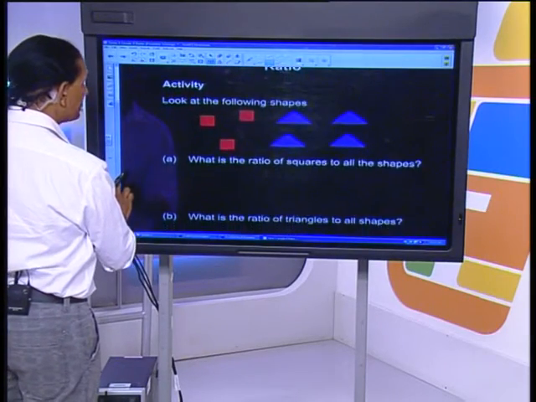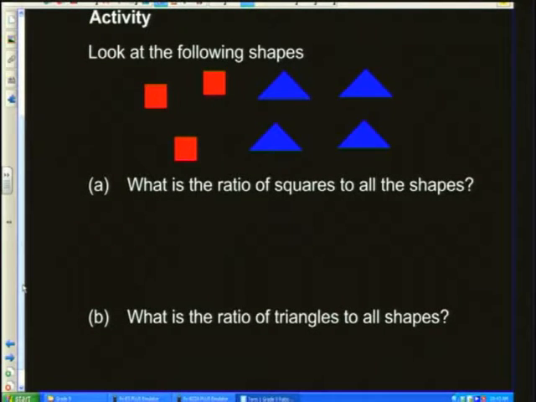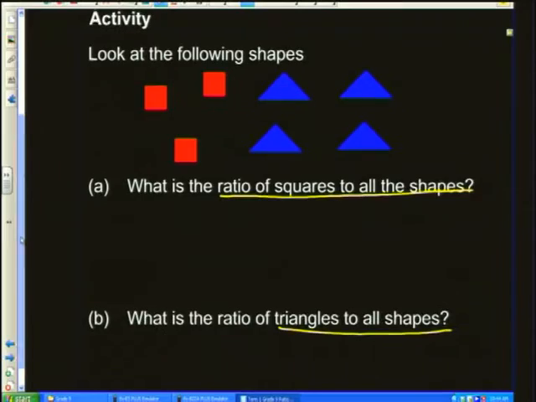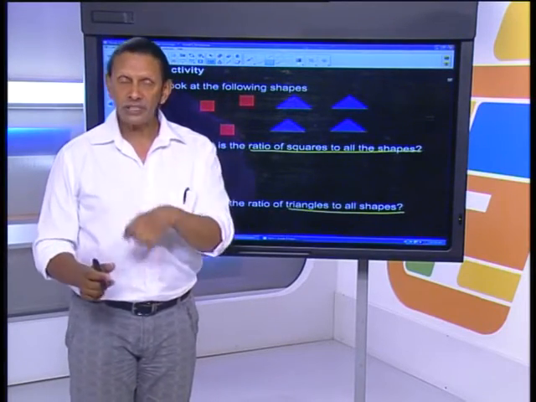Right, let's look at the activity now. Right, look at those shapes again, the 3 red squares and the 4 blue squares. And I want you to write down the ratio of squares to all the shapes, squares to all the shapes. That is part to whole, isn't it? And what is triangles to all the shapes? Part to whole. So I'm going to give you a few minutes. 1 minute's enough, I think, for this activity. Shouldn't take long. You can do it on your own, starting now.